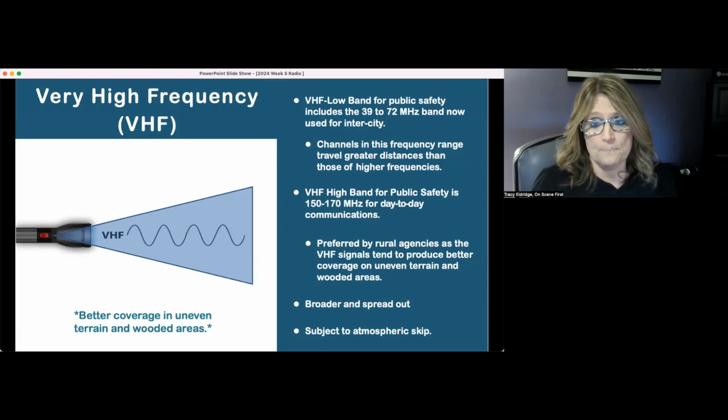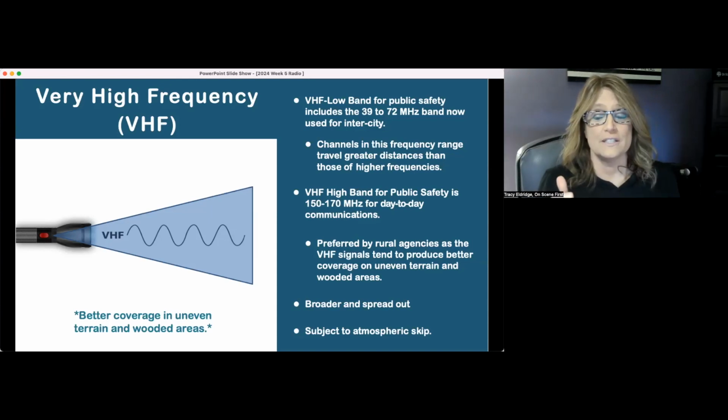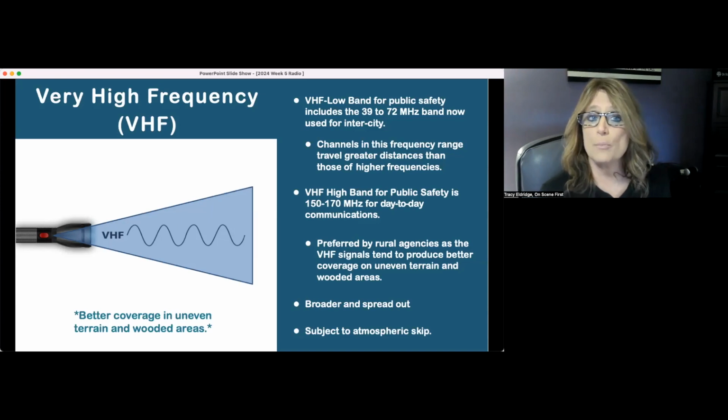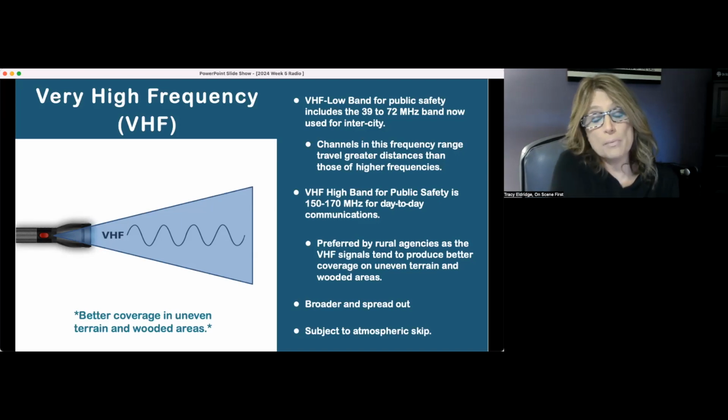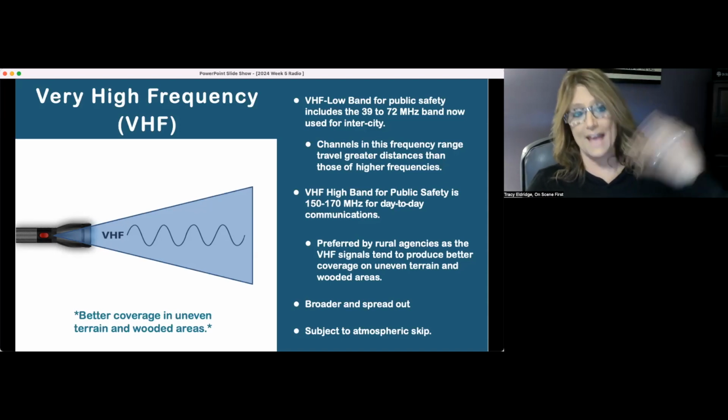Very high frequency, I'm going to use a flashlight to create this illusion for you. First and foremost, the VHF radio wave is wide, and it goes much further than the UHF. I'm going to show you a way to remember those in just a second, but let's learn about VHF. VHF low band for public safety includes 39 to 72 megahertz, now used for intercity. Folks have probably moved to UHF, but they probably kept their VHF. Not low band as we used to call it, but the lower band for public safety has now become VHF.